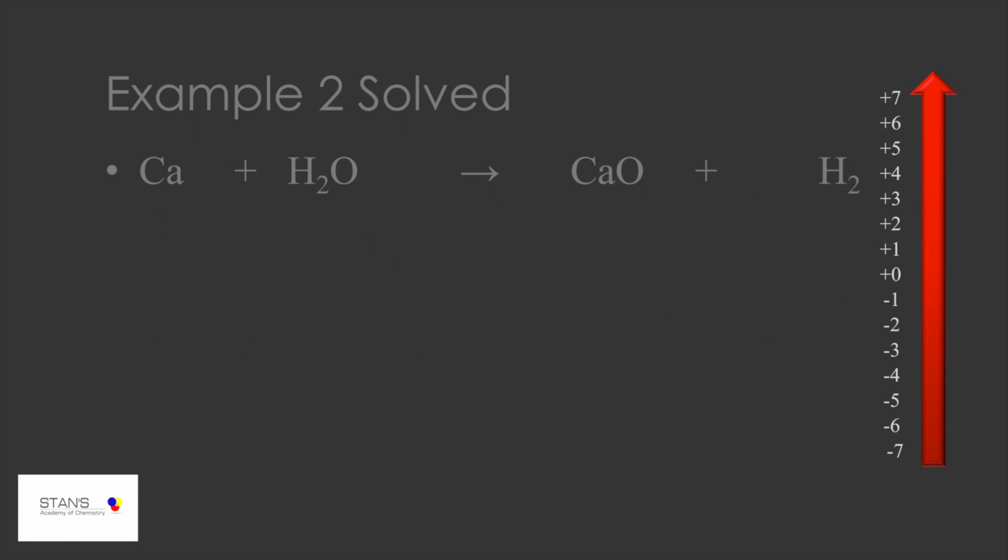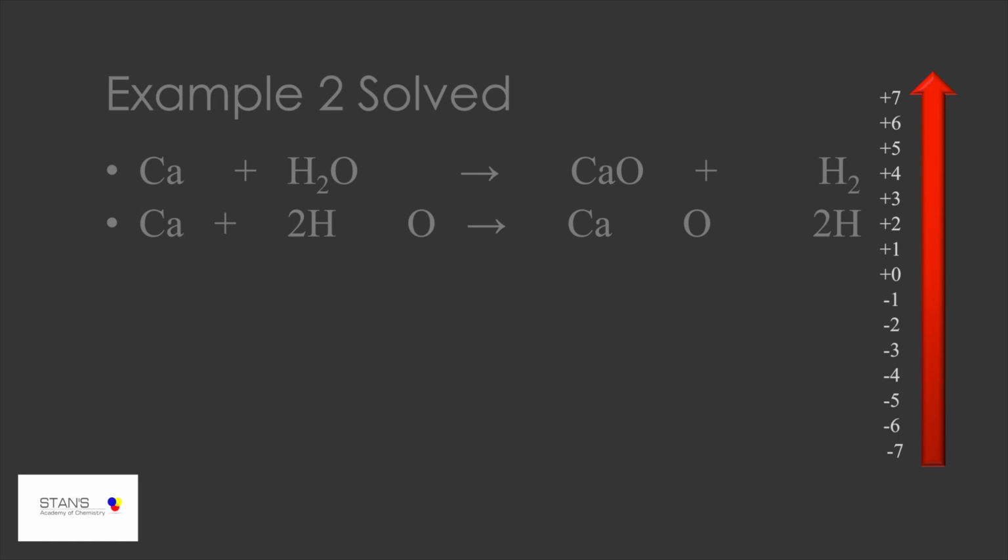In the second example, we are looking at the reaction between calcium and water to form calcium oxide and hydrogen gas. On the reactant side, you have 1 calcium in the elemental state. In water, there are 2 hydrogens and 1 oxygen. Those are the reactants. And on the product side, you have calcium and 1 oxygen in calcium oxide, and 2 hydrogens in the hydrogen molecule.